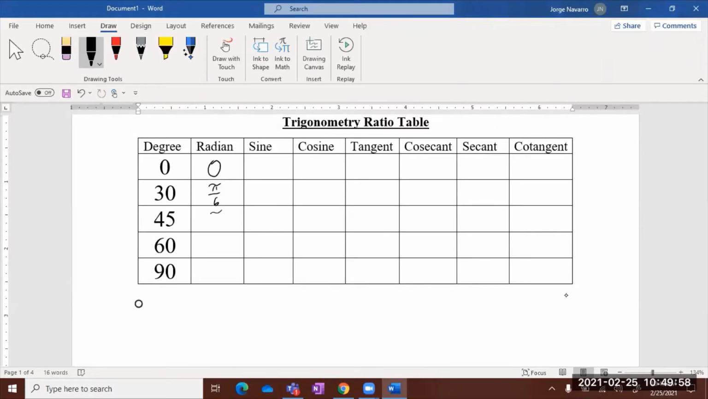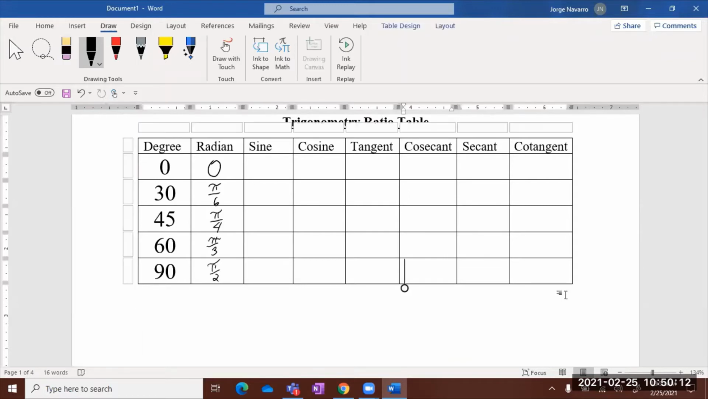45, I believe, is pi over 4. 60, I believe, is pi over 3. And then, of course, 90 is pi over 2. Am I correct? Note, I am not putting the radian symbol because the word radian is at the top of the column. Yes? Okay, sir. All right.